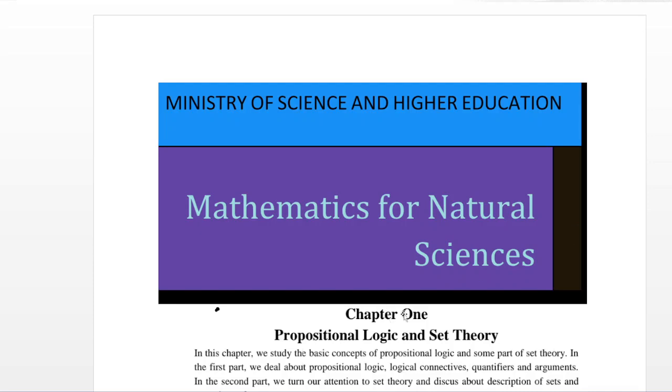But the first chapter is common for natural science and social science, so you have to give your attention, both natural science students and social science students. Now I am going to start the lecture. Chapter 1 is all about propositional logic and set theory. First there is the propositional logic part, and after we complete propositional logic, we will also see set theory.